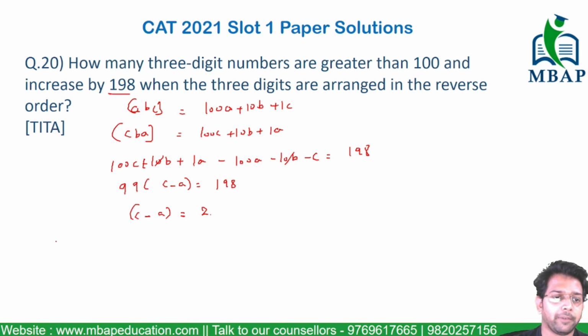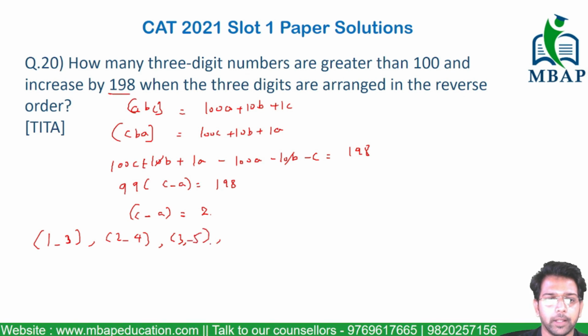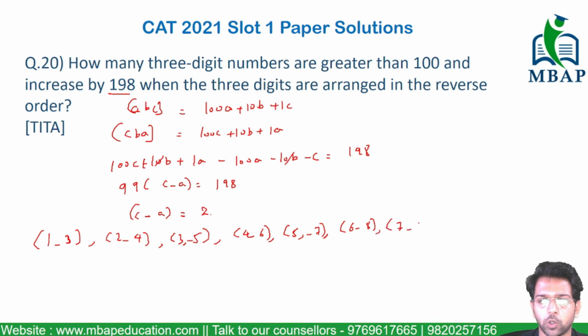Now, which values are more than 100? Possibly the first combination could be like this: first number 1 and last number 3, the difference is 3 minus 1, 2. Next will become 2 comma 4. Next is 3 comma 5. Next is 4 comma 6. Next is 5 comma 7. Next is 6 comma 8. And last will be 7 comma 9. Clear?